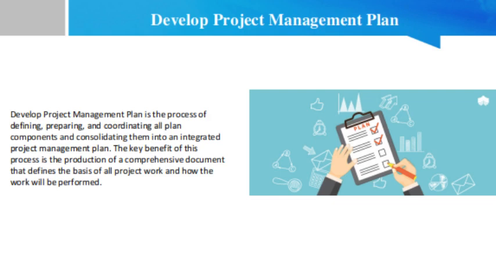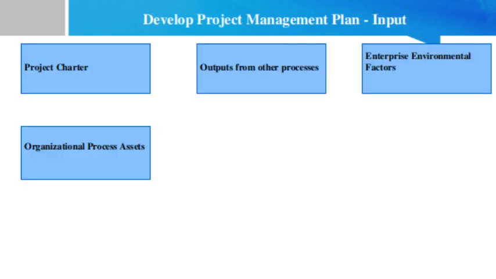Now we shall talk about the inputs for this process. So the inputs include the project charter. The project team uses the project charter as a starting point for initial project planning. The type and amount of information in the project charter varies depending on the complexity of the project and the information known at the time of its creation. At a minimum, the project charter should define the high level information about the project that will be elaborated in the various components of the project management plan.